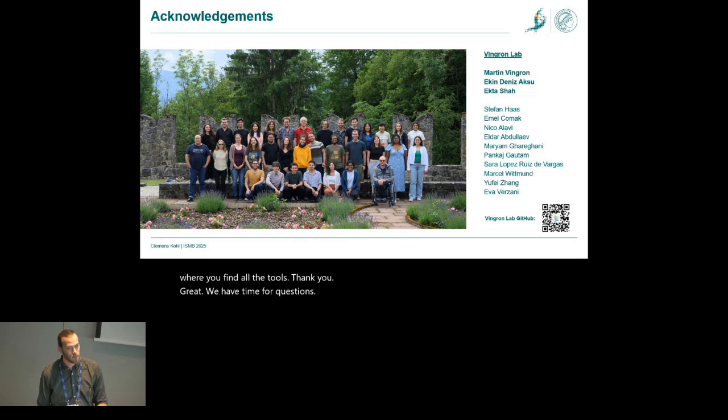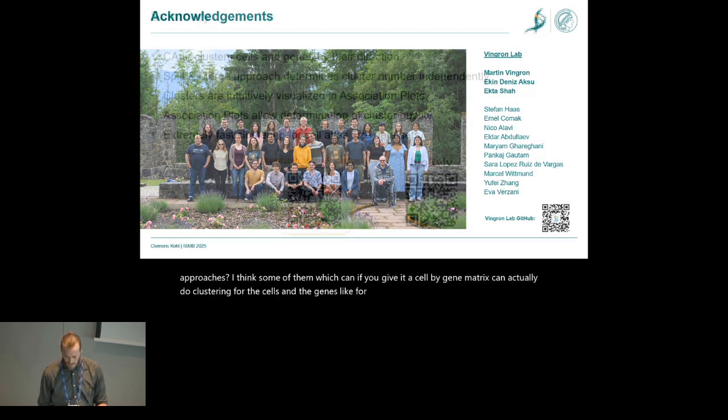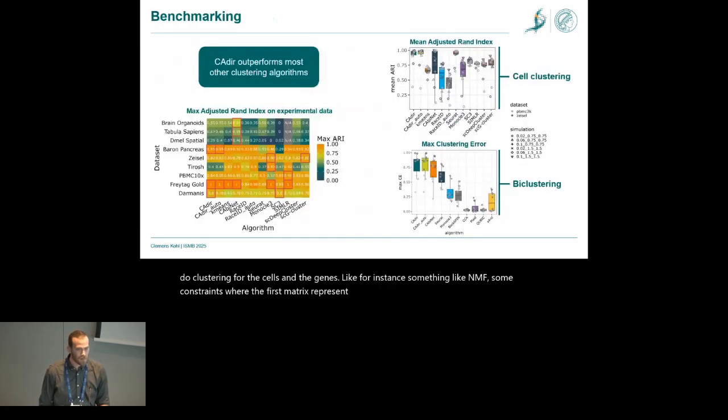Hi. I think I missed the first part of your talk, but have you compared to matrix factorization approaches? I think there are some of them which, if you give them a cell by gene matrix, can actually do clustering for the cells and the genes. For instance, something like NMF with some constraints, where the first matrix represents the clustering of your cells and the second matrix gives you the loadings of the genes. There are lots of flavors of NMF, and I think some of them are specifically targeting and giving you clusters for the cells and for the genes.